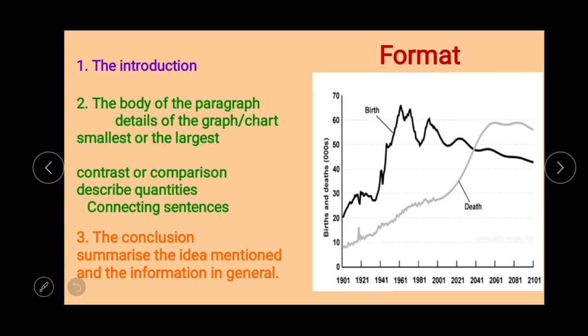The third thing is conclusion, means what is the conclusion you make after analyzing this graph. You can summarize this idea and the information in 1 or 2 lines, closing lines. So this is all about the format of analytical paragraph. You have to write this in 100 to 120 words.